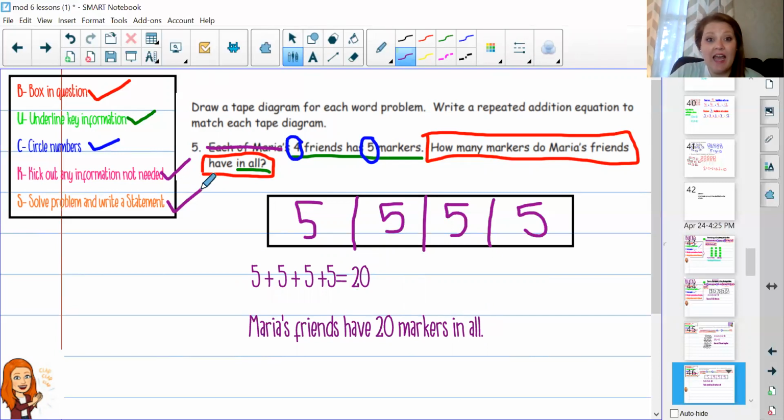Hey, guess what? That is today's math lesson. All right, guys, go ahead and solve the rest of those word problems. They're pretty easy word problems. If you have any questions, have mom or dad or someone get a hold of me, okay?